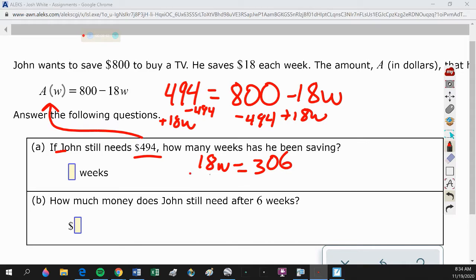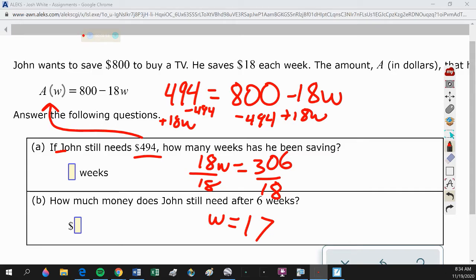Now we divide. Turner, what do we get? 306 over 18. 306 divided by 18 equals 17.